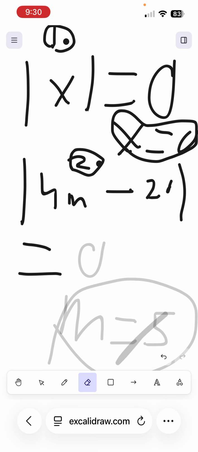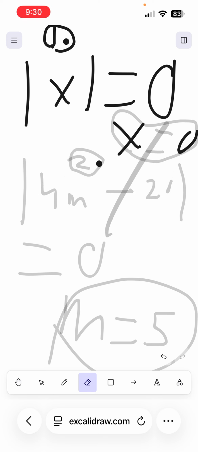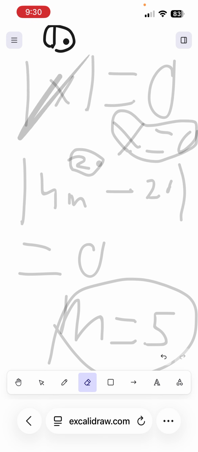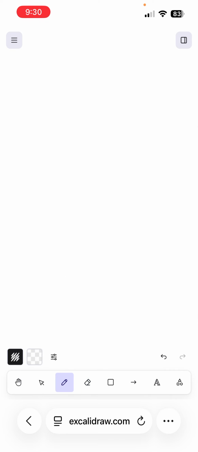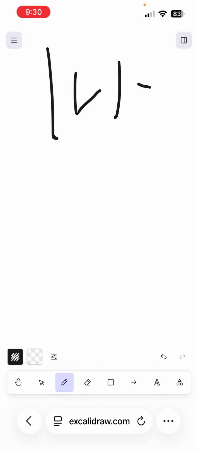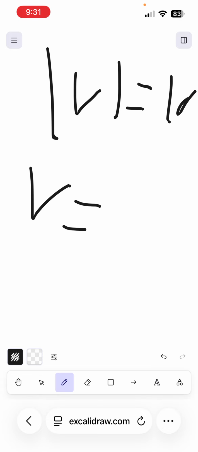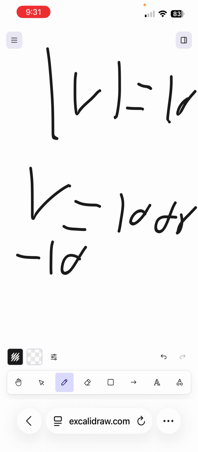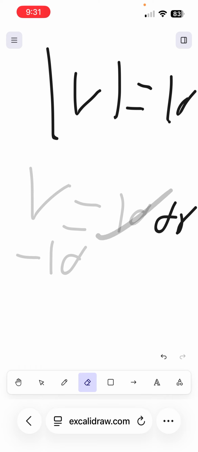Now, I want to show you another example of number 1. So let's do that, shall we? Let's say we have, I don't know, the absolute value of v equals 10. Well, v would have to equal 10 or negative 10, because the absolute value of 10 is 10, and the absolute value of negative 10 is also 10. So there's that.